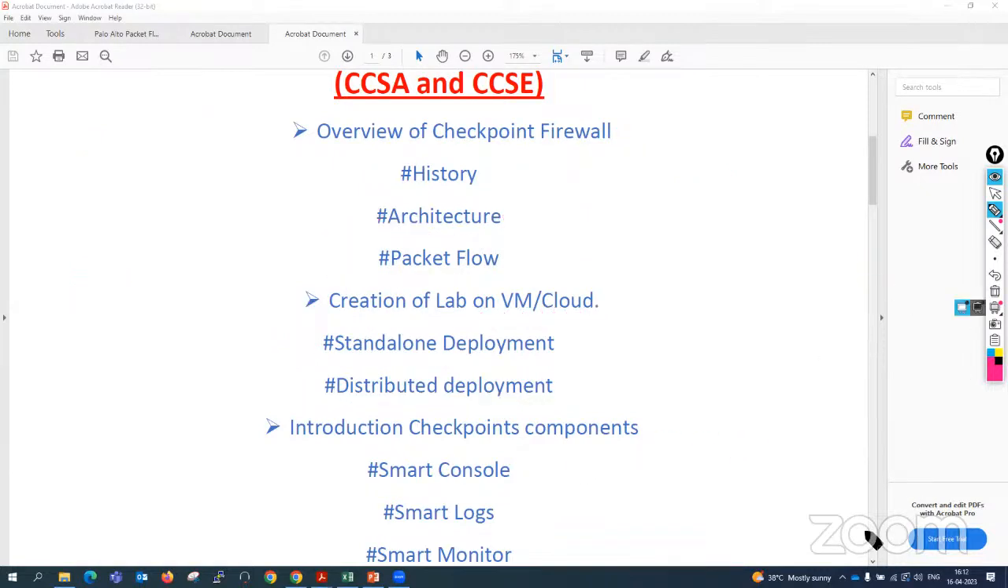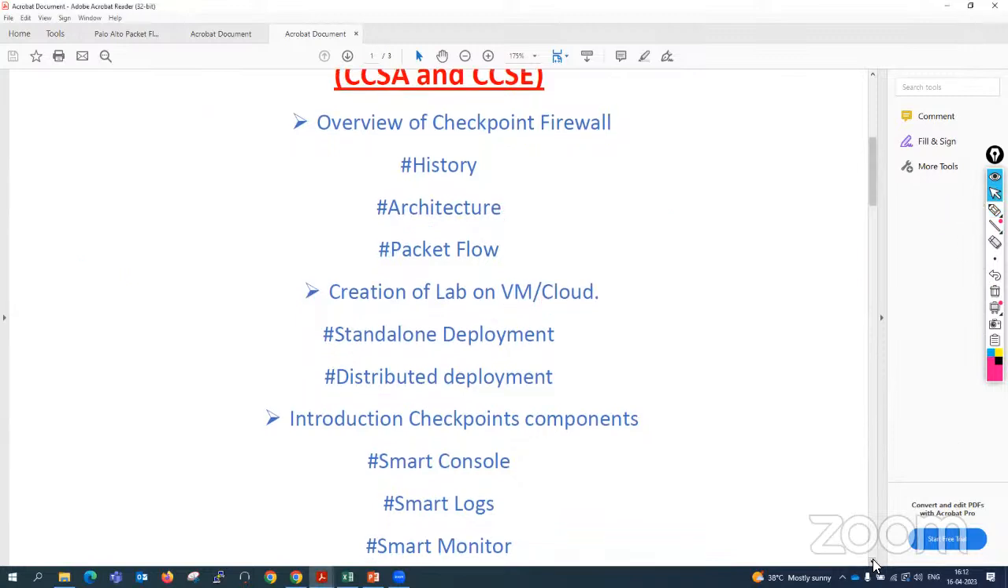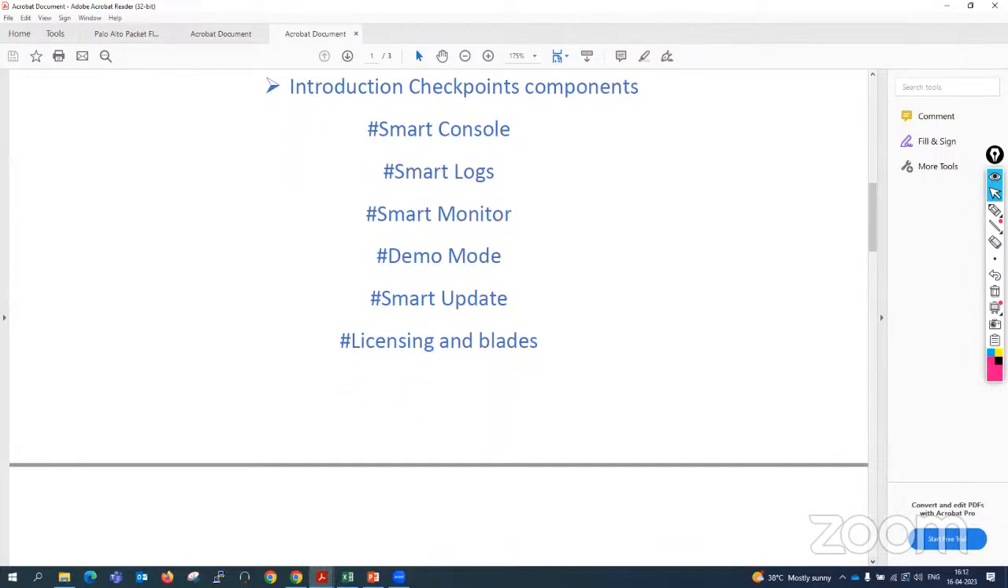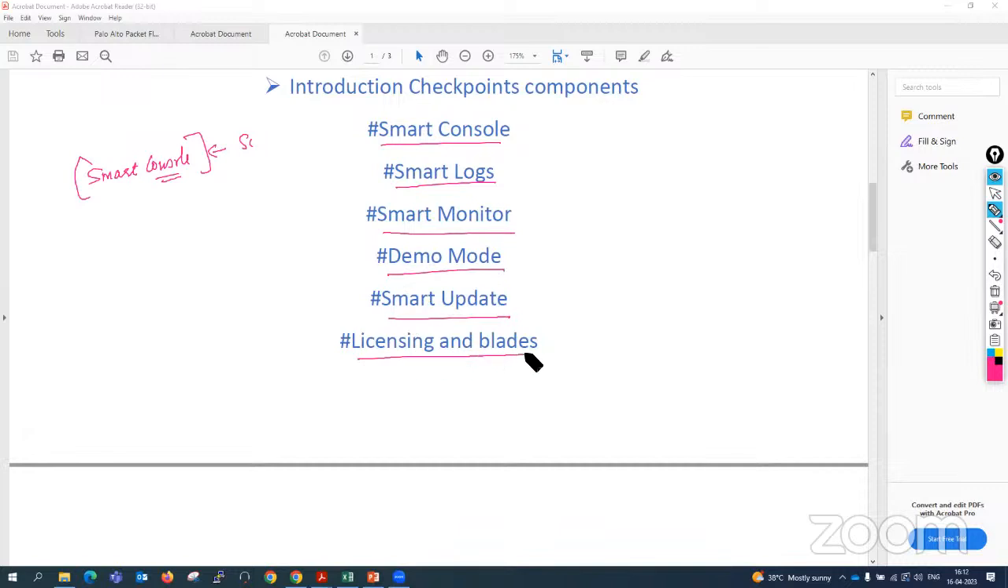Then we have checkpoint components. Checkpoint provides a combination of softwares, which we call smart console nowadays. This is a combination of certain software which are smart console, smart logs, smart monitor, demo mode, smart update, and the licensing and blade. These are softwares basically, and they help us to manage and maintain the checkpoint firewall.